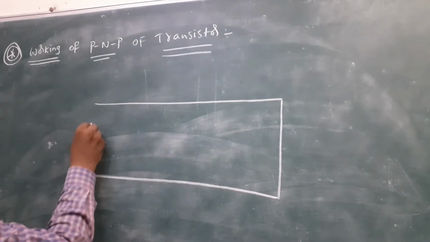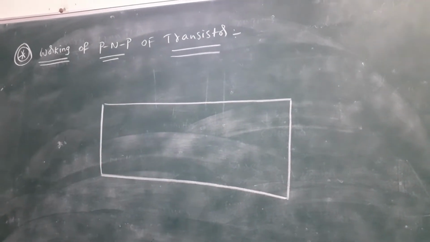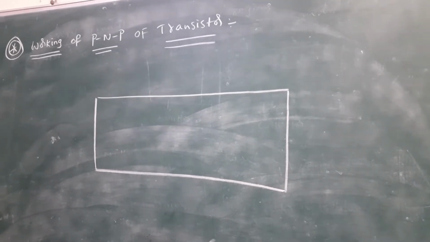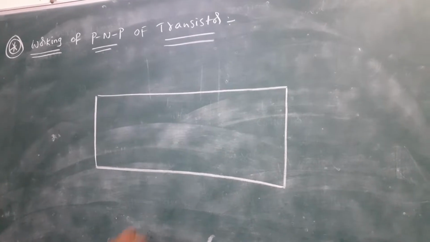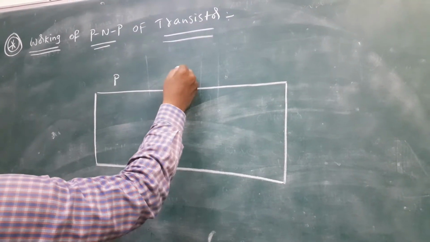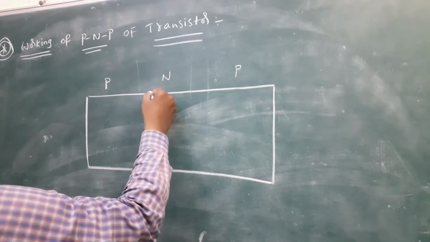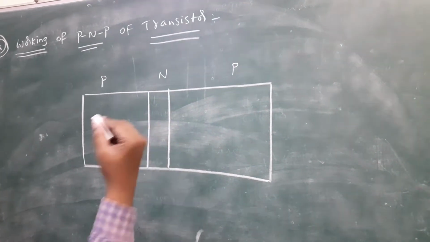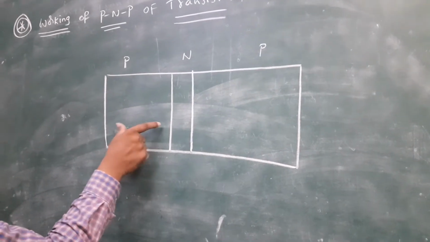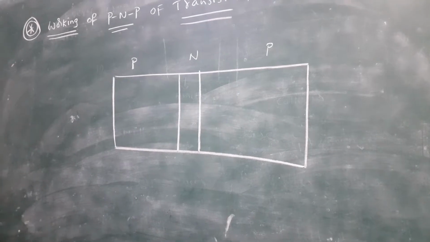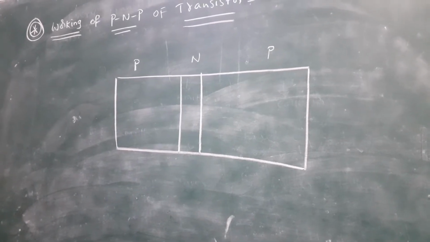Here I discuss the working of the PNP transistor. Here we generally use the PNP transistor. This is the PNP transistor. Look here. The thickness is moderate, less high. PNP transistor, it consists of how many regions?